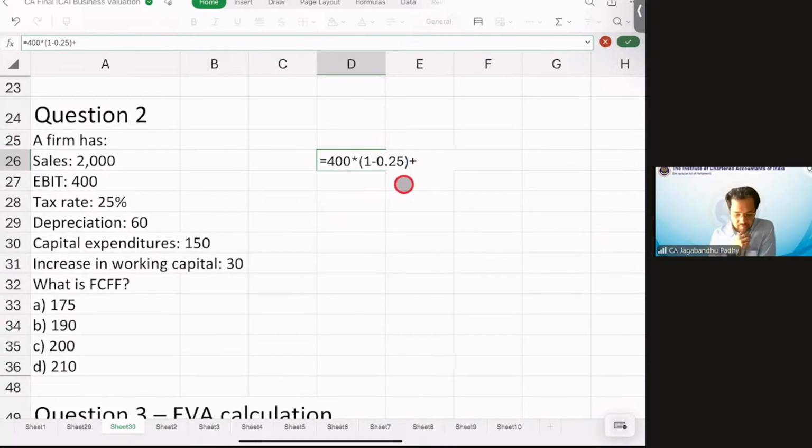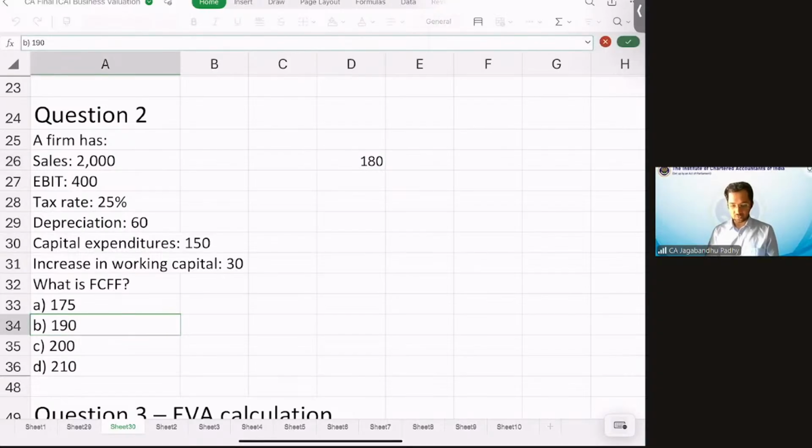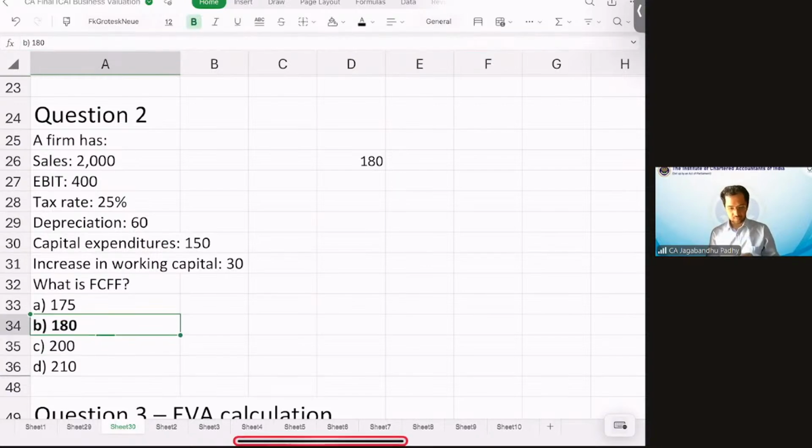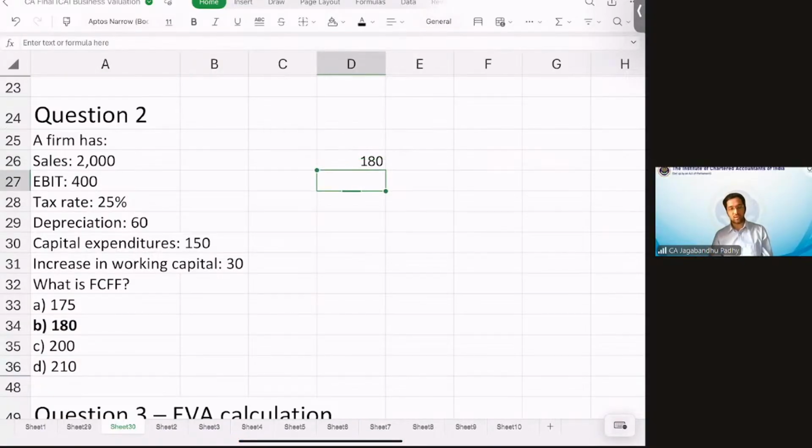Then we add back the depreciation of 60, right? And subtract the capital expenditure of 150 and the working capital expenditure of 30. So the answer is 180. Yes. So 180 is the FCFF, free cash flow for the firm. Then let's go for the third MCQ, guys.